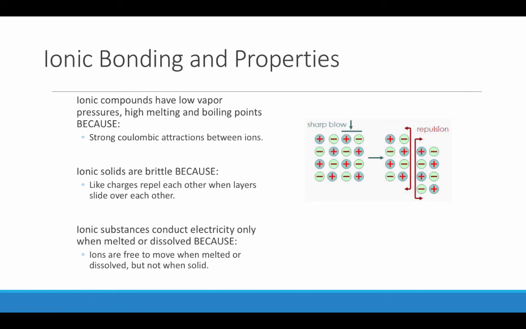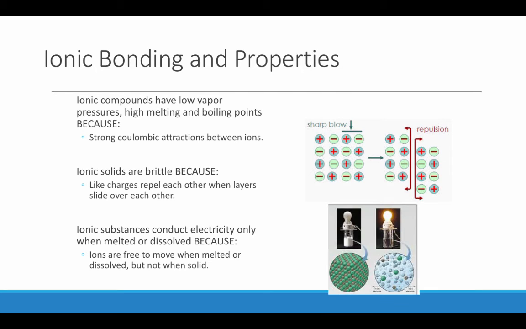Ionic substances conduct electricity only when melted or dissolved, as we've seen with electrolytes, because ions are free to move when melted or dissolved, but not when in a solid. Recall we've seen this with the light bulb apparatus. Solid ionic substances do not light the light bulb. However, when we dissolve those ionic solids and allow the ions to be mobile, we can conduct electricity and light the light bulb.